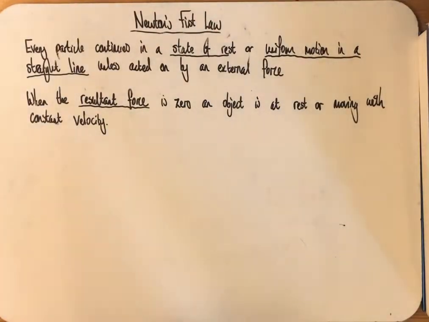Okay, this video is going to start with Newton's first law. Every particle continues in a state of rest or uniform motion in a straight line unless acted on by an external force. What this means is when the resultant force is zero, an object is at rest or moving with constant velocity. That's how we're going to be using it a little bit more.